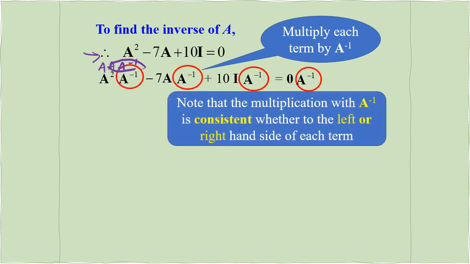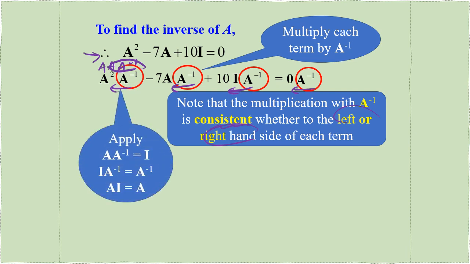So we have I. Note that the multiplication by A inverse must be consistent, whether to the left or to the right hand side of each term. If we multiply A inverse from the right side, we have to multiply each term from the right side. Okay, so this is important. Multiplication of A squared with A inverse, we get A. Multiplication of A with A inverse, we get I. So AI minus 7I plus 10I multiplied by A inverse, we get 10 A inverse. Now we can make A inverse the subject.